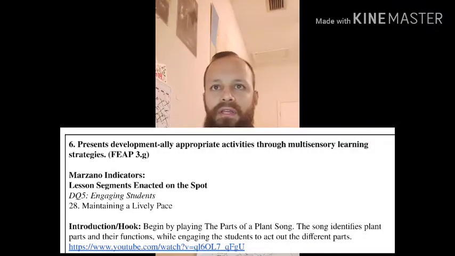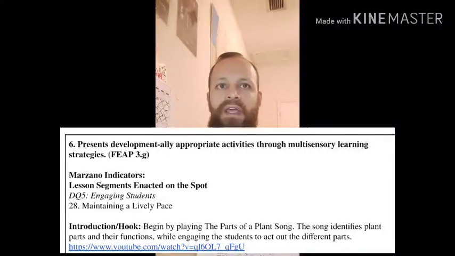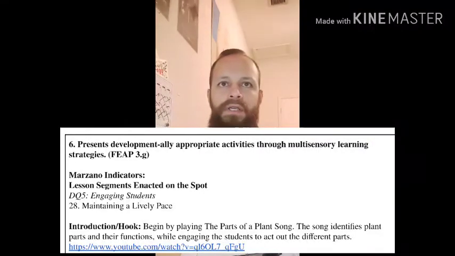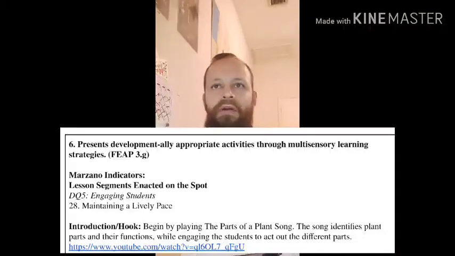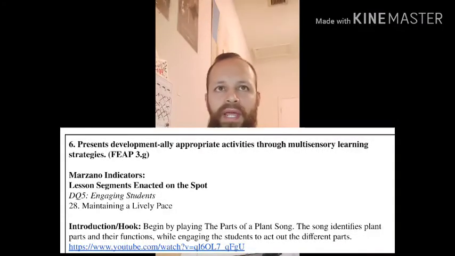For demonstration of content, we will be touching upon indicator number 6, presents developmentally appropriate activities through multisensory learning strategies, as well as a Marzano indicator, lesson segments enacted on the spot, DQ5 engaging students, maintaining a lively pace. Introduction and hook. Begin by playing the parts of a plant song. The song identifies plant parts and their functions while engaging the students to act out the different parts. It's a really fun way to get the lesson going, and it touches upon the Marzano indicator, maintaining a lively pace.